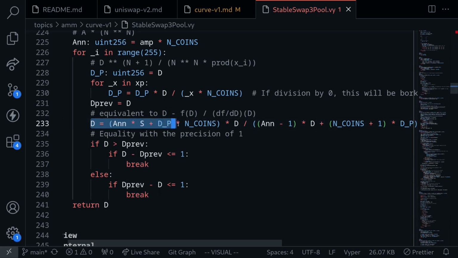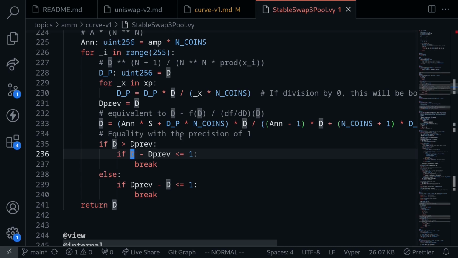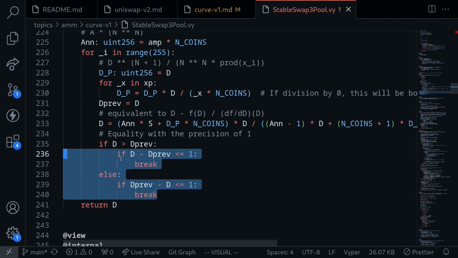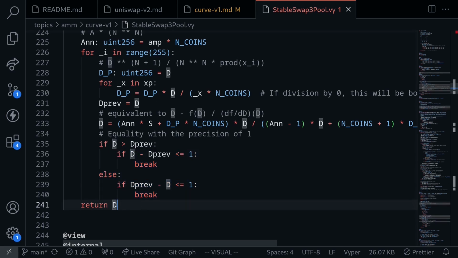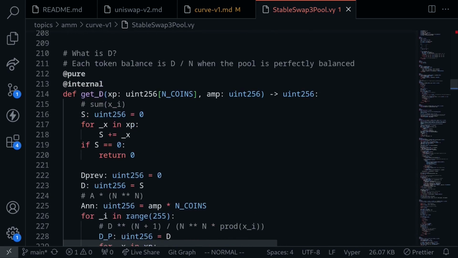Once this part of the code calculates the D for the next iteration, it checks this D with the previous D. And if the difference between this current D and the previous D is less than or equal to 1, then the for loop exits, since at this point, we found a solution to D that satisfied Curve's V1 equation. Also notice that even if it does not converge, so this part of the code never evaluates to true, then this for loop will run 255 times, and then at the end it will return D whatever this D is, even if Newton's method could not find a solution. And that completes the code walkthrough for the function getD.